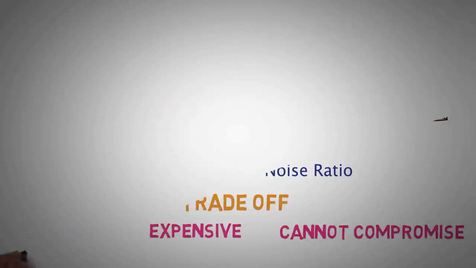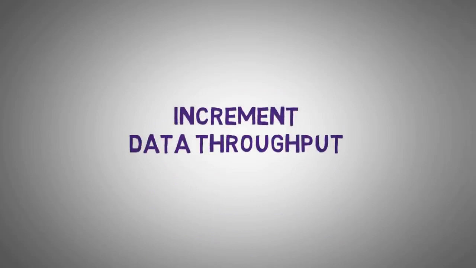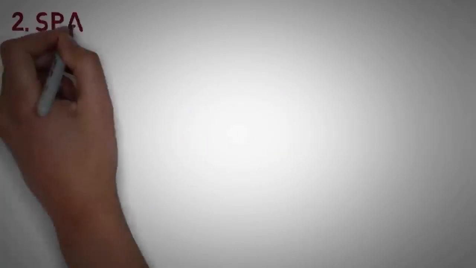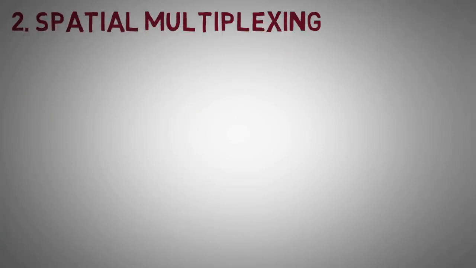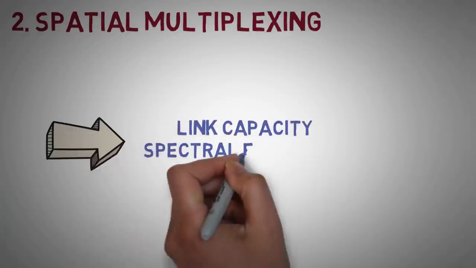Therefore, it is necessary to look at other ways of improving the data throughput for individual channels. Using spatial multiplexing, wireless communications can effectively utilize link capacity and spectral efficiency.